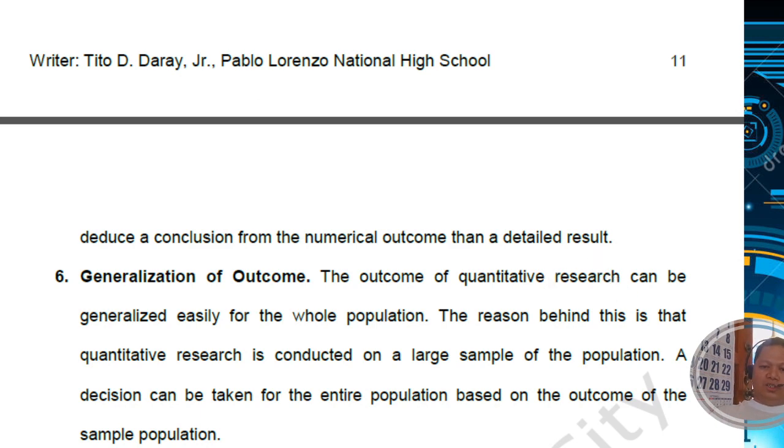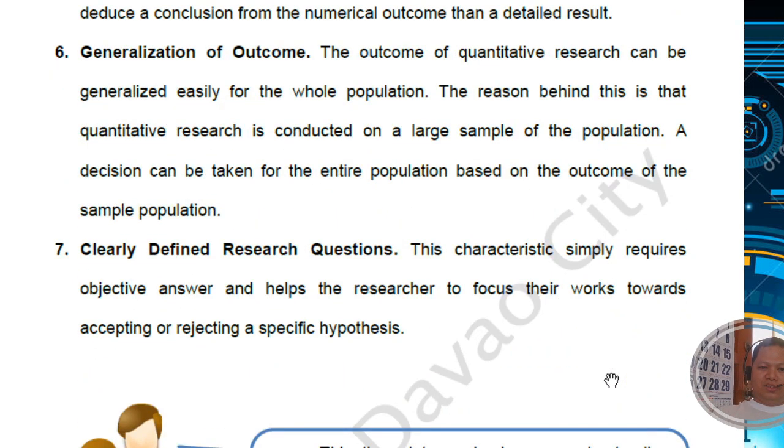Okay, number 6, generalization of outcome. The outcome of quantitative research can be generalized easily for the whole population. The reason behind that is quantitative research is conducted on large samples. Okay, that is the main reason. So we have large samples in order for us to generalize the outcome, or what we can conclude about that population.